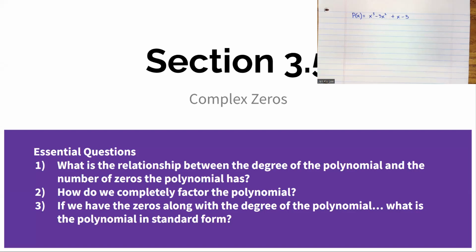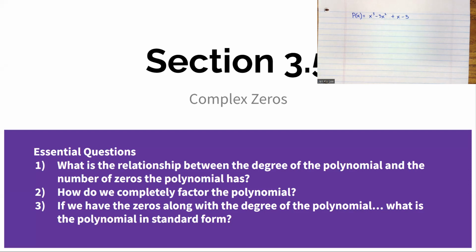Okay. So this is section 3.5 on complex zeros. In this section, class, the steps to factorize everything are basically the same. There's one little minor thing that we have to change to get the complex zeros. So that's why this section kind of stands by itself. It goes deeper into what we've already learned.